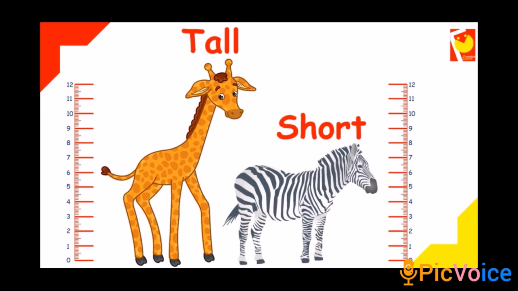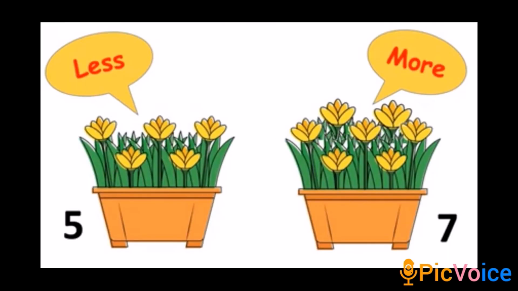Okay, shall we move to more or less children? Okay children. See children, next we are going to see about more or less, okay? What you can see from this picture children, we can see two flower pots, okay? We have many flowers in it. Okay, we are going to find out which flowers are more and which flowers are less. That only we are going to see here.